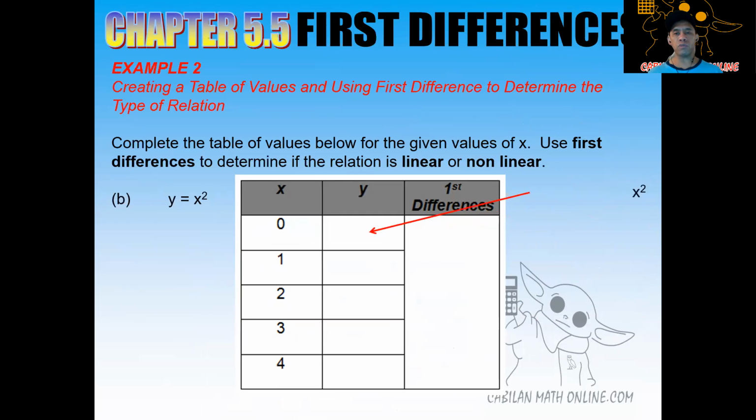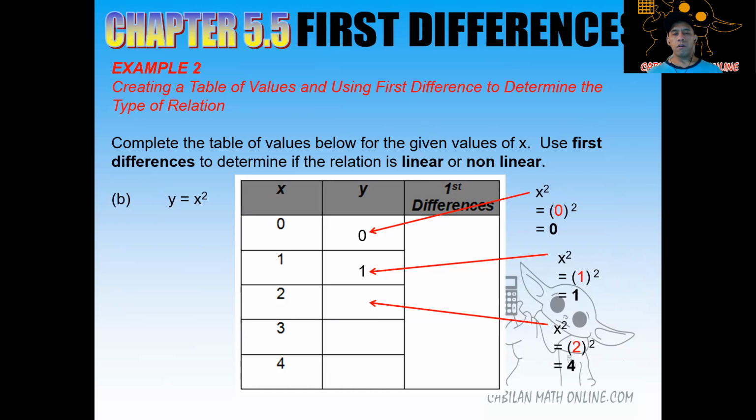So starting off with the first one, that will give us 0 squared, and when you do that, that'll give me 0. Next one here, we're going to take 1 squared, and that'll give me 1. Next one here is 2 squared, and that will give me 4. All right, now take a moment to do 3 squared and 4 squared.